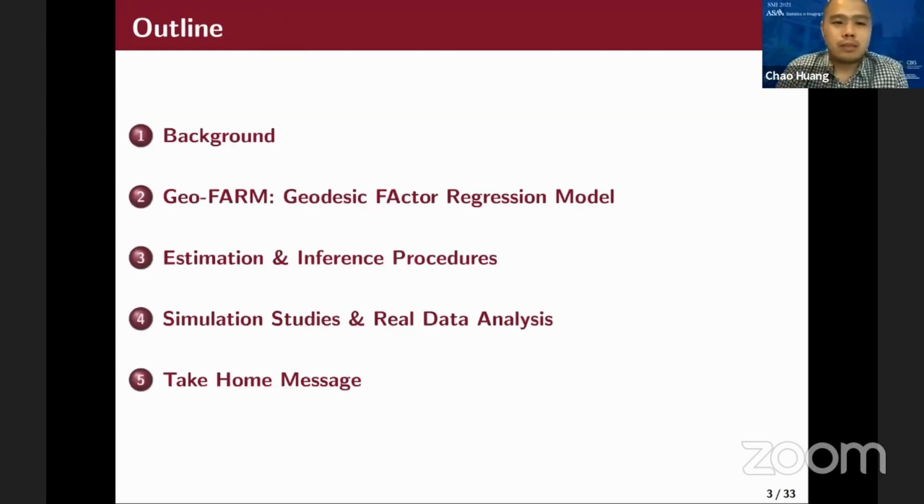This is the outline of my talk. First, I will introduce some background, and then the proposed regression model, the geodesic factor regression model. The estimation and inference procedures for this model will be discussed. After that, some simulation studies and real data analysis will be included. Finally, some take-home messages and future work will be discussed as well.